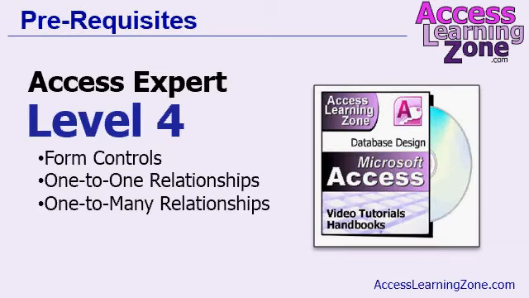This course follows Access Expert Level 4. In Level 4, we learned about several different types of form controls, one-to-one relationships and one-to-many relationships. It is strongly recommended that you watch Level 4 and all the preceding classes before continuing with today's lessons. For more information on acquiring Level 4, visit my website at AccessLearningZone.com.